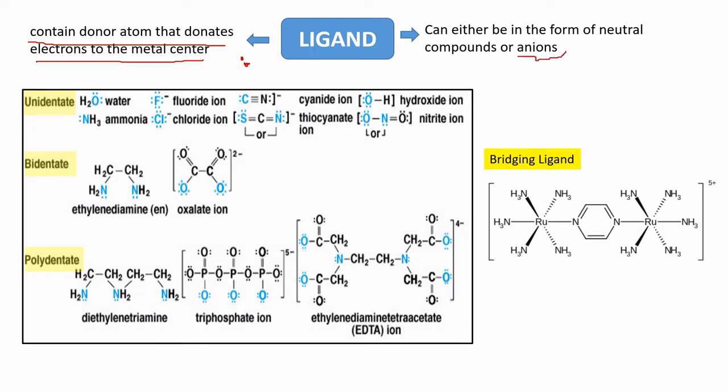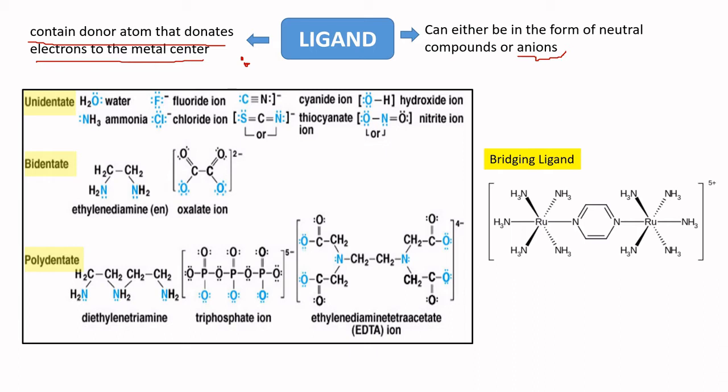Okay. So for ligands, there are a few types of ligand. If you have a unidentate ligand, unidentate meaning only two electrons will be donated to the central metal atom.